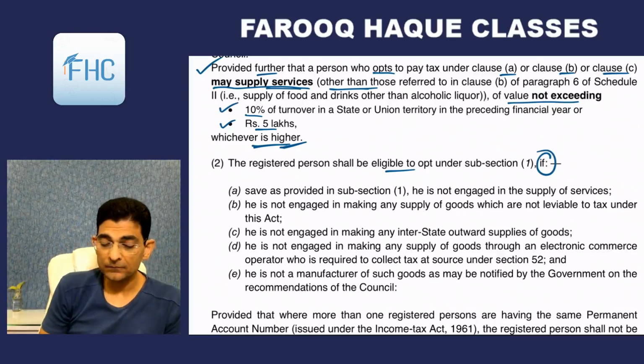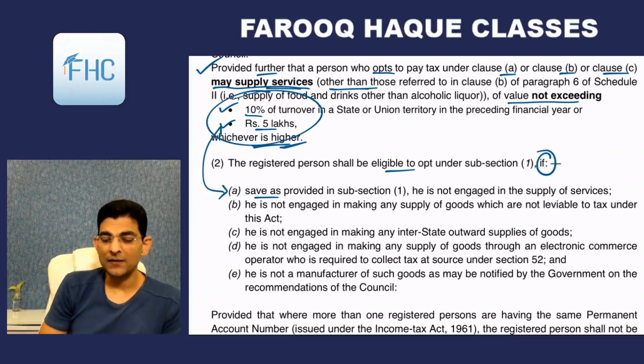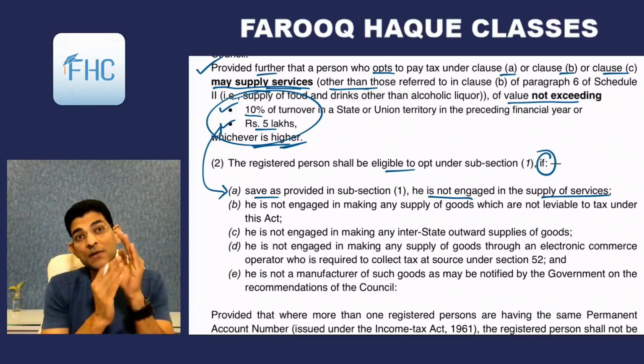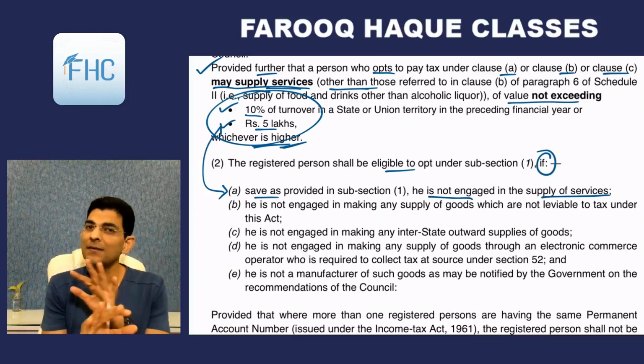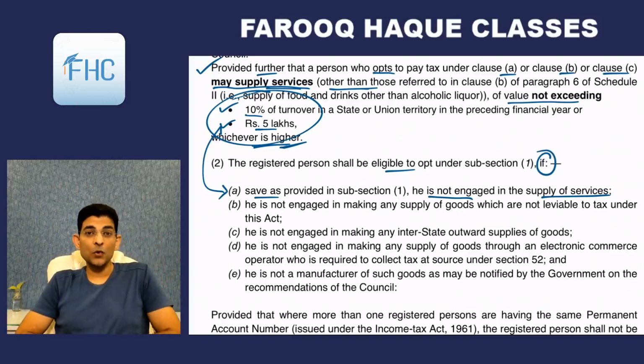Condition number 1, as I told you, save as otherwise provided in subsection 1. So save as provided means this. To that extent it's fine, but otherwise he is not engaged in supply of services. Up to this limit it's fine, but beyond that limit you are gone. So if your turnover of service exceeds that limit, then you cannot opt for composition scheme.